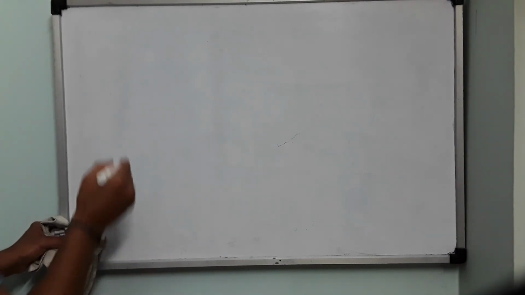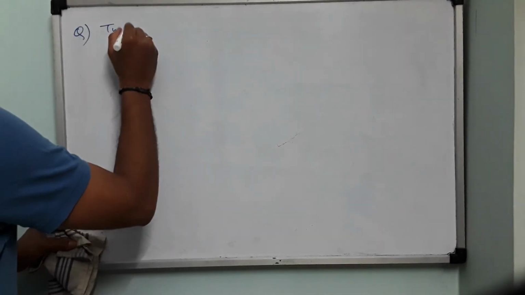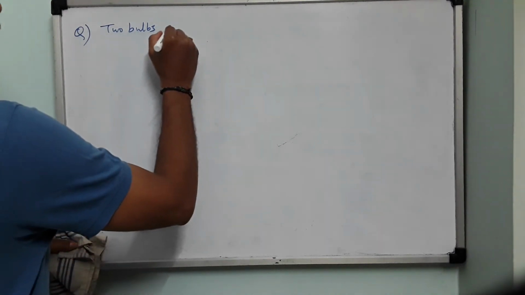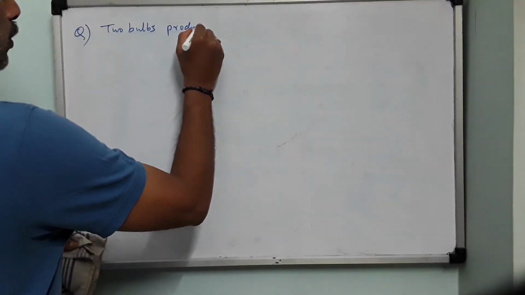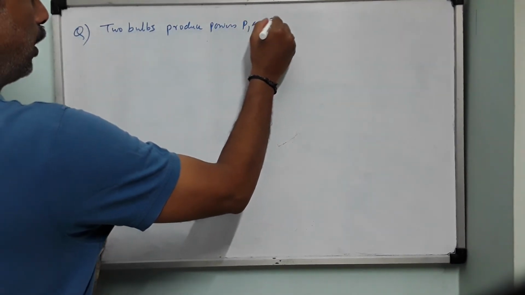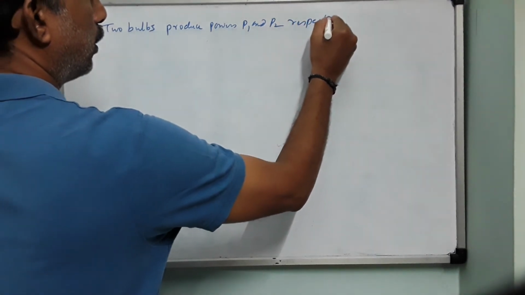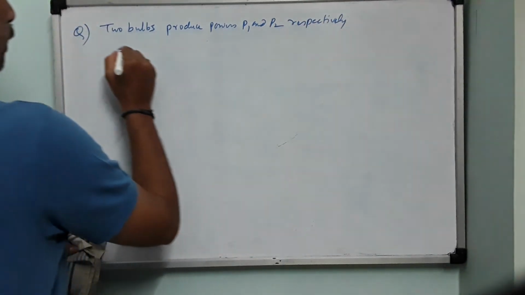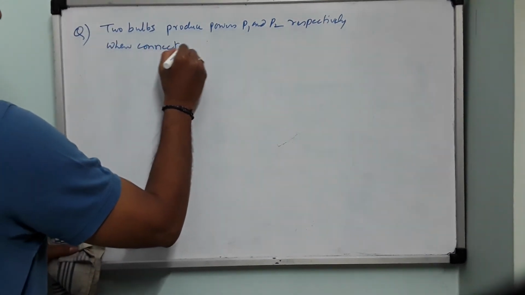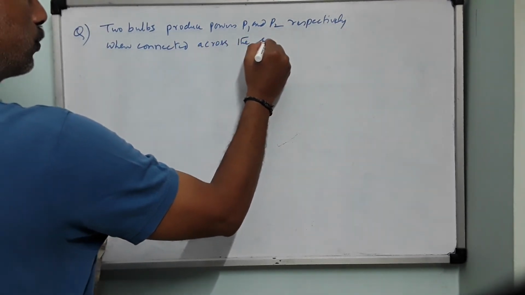Now, this is a question. Two bulbs produce or consume powers P1 and P2 respectively when connected across the same source.